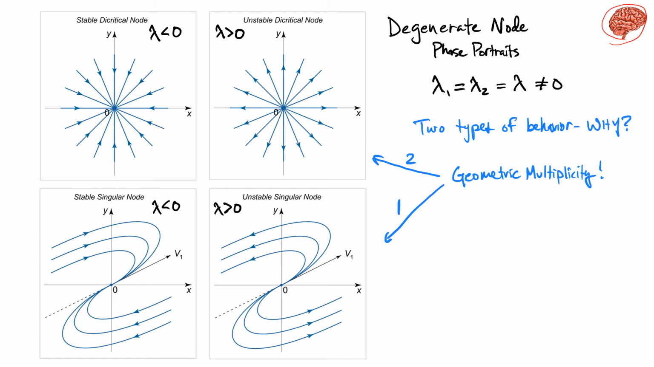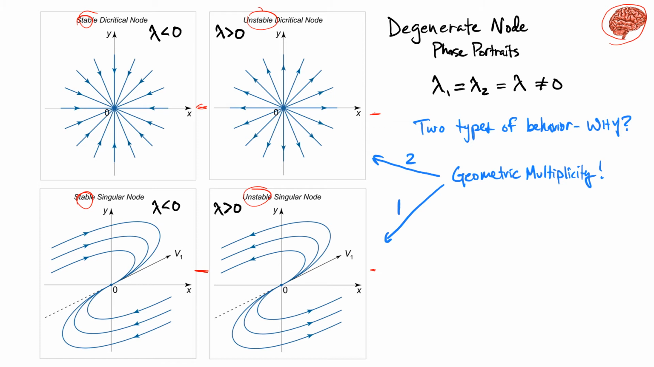If they're positive, then you get this unstable behavior, and if they're negative, you get this stable behavior. If stable, you get either of these behaviors, and if unstable, you get either of these behaviors. What makes the difference between this upper part and these lower figures has to do with algebraic versus geometric multiplicity. These could be terms that ring a bell, and I'll just go through this really quickly.